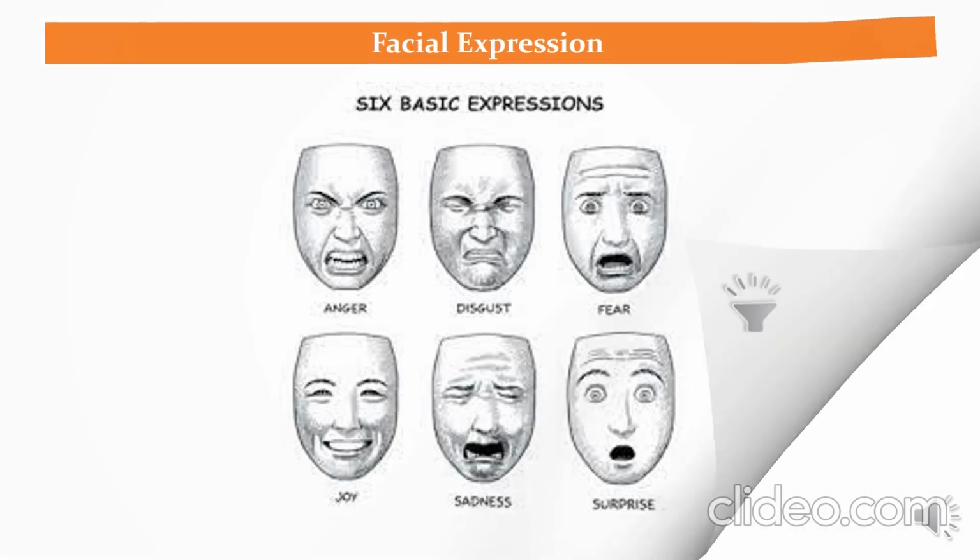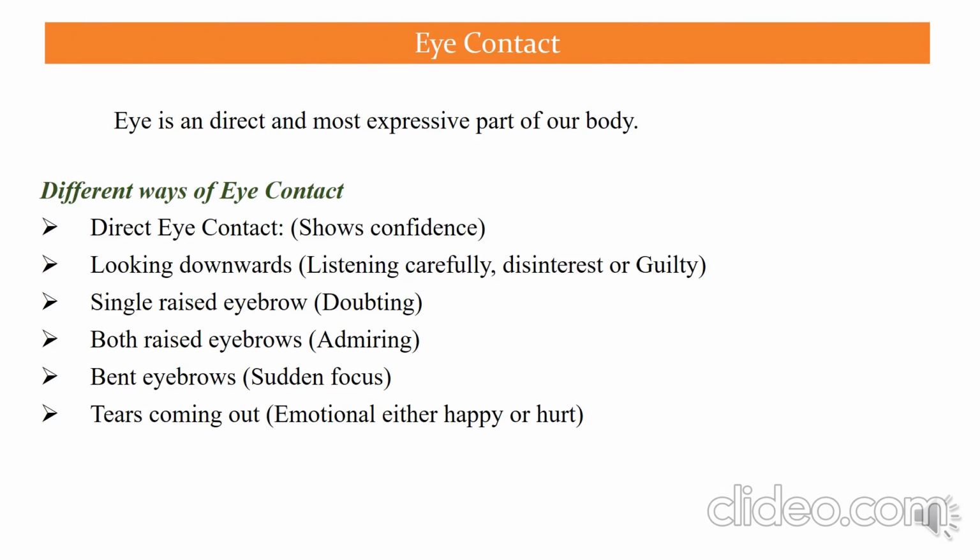Then eye contact. The eye is a direct and most expressive part of our body. So different ways of eye contact are mentioned here. First thing, see the direct eye contact. If people have direct contact, that shows their confidence. If they are looking downwards, for example, if the students are looking downwards, either they may be listening carefully, or they may have disinterest in the class, or they may feel guilty for some other reasons.